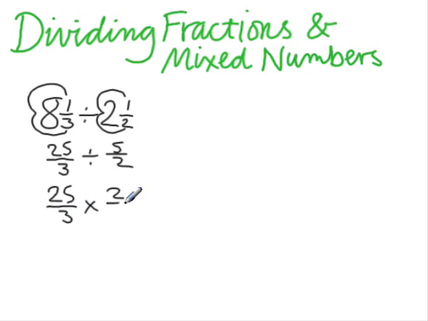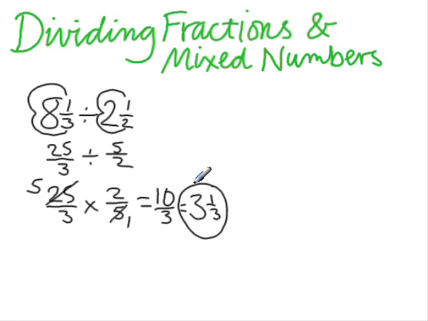Now they're in fraction form, and we can change this into its reciprocal, flip it over, and the problem becomes a simple multiplication problem. Let's look to see if there are any common factors. We have 25 and 5. 5 goes into 5 once. 5 goes into 25 5 times. And so we're left with 5 times 2 is 10, and 3 times 1 is 3. 10/3 simplified is 3 and 1/3. And there is our final answer.